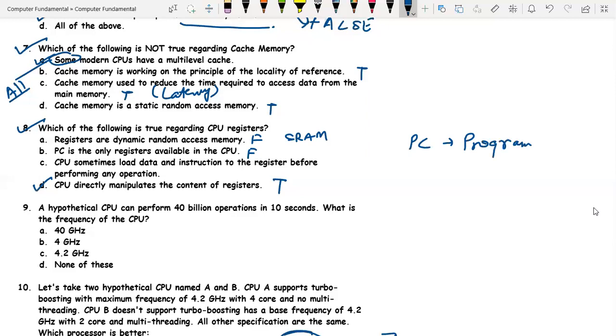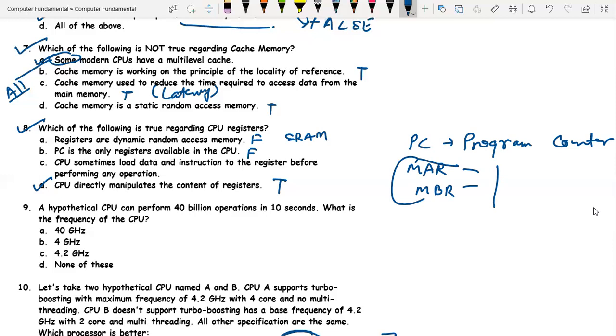PC means program counter, and there are a lot of more registers: memory address register, memory buffer register. I'm not going in deep, but there are more than one register. So again, this statement is false.